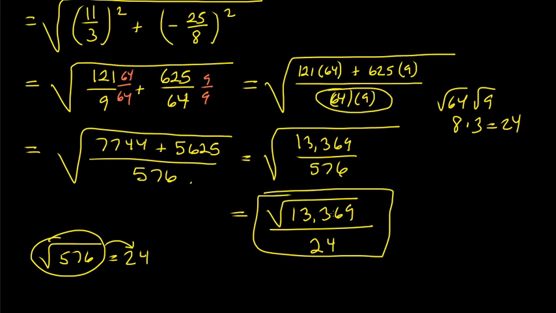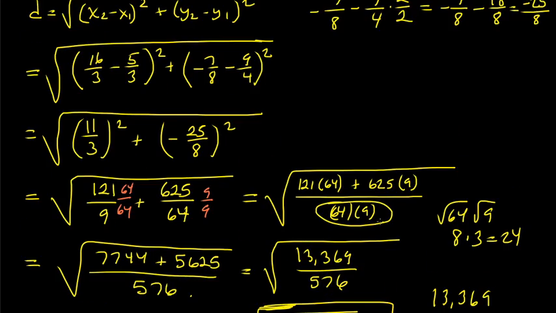Now, the 13,369, we should try to simplify that, right? But I don't know if it's a prime number. It's not divisible by 3. Oops. Is it divisible by 7? Nope. So I don't think we can go any further with this. I'm going to leave it alone. If I'm wrong, then I'm wrong, but you know, it's not a big deal at this point. So that's the final answer for part D.